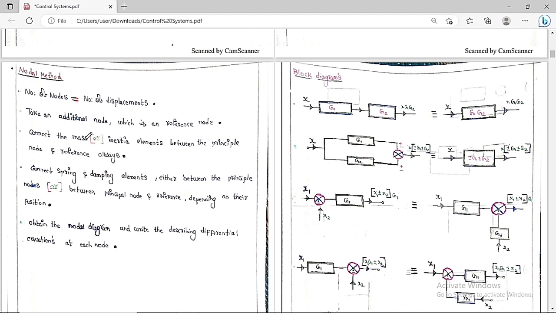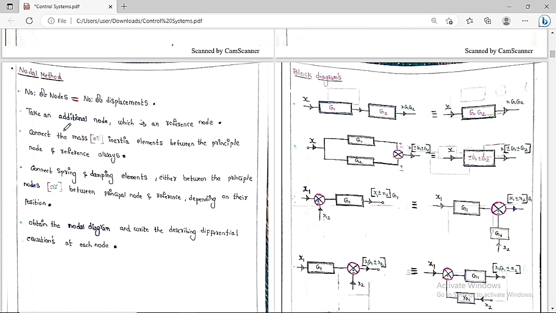So always you have to connect the inertia or the mass element between the principal node and the reference node only. Whereas you have to connect the spring element or the damping element between the principal nodes or between the principal node and the reference node, depending on the position. So finally we are going to obtain a nodal diagram, and then we have to write the differential equations at each and every node.